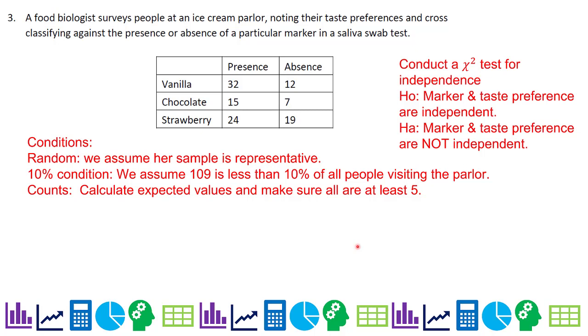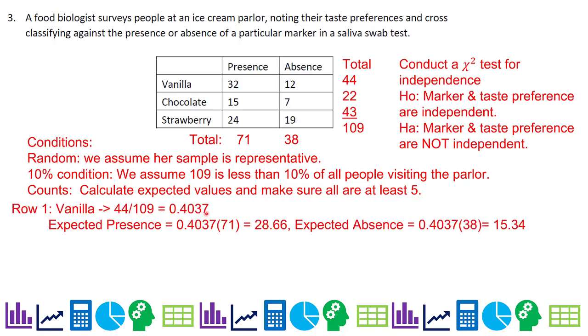So we have to do some work for this one. So what you do is you total your rows and you total your columns. Okay. Row 1, we have 44 vanilla. So we would expect this percentage, 44 out of 109, so that's the 0.4037, to have the presence and to have the absence. So 0.4037 times 71 is 28.66. So that's our expected presence right there. I'll round it. And 0.4037 times 38, which is the total down here, is 15.34.